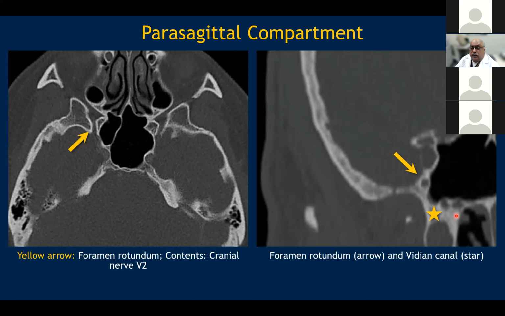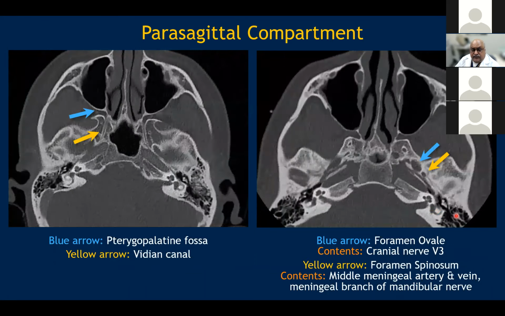Just remember, the ideal situation would be that all foramina have both a coronal as well as a sagittal counterpart, and you can see them if you align all the images together. The Vidian canal itself is a very narrow channel, and it contains the Vidian artery and the Vidian nerve, and it reaches into the pterygopalatine fossa, which is the great junction for several neural structures.